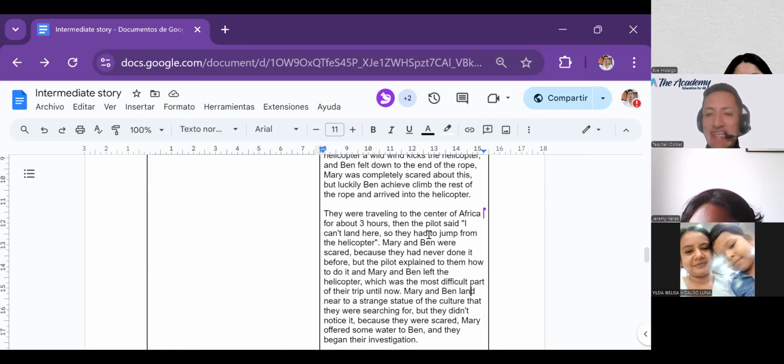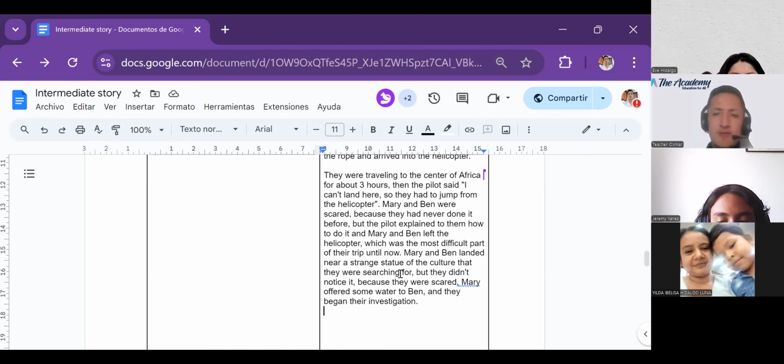Mary and Ben landed near a strange statue of the culture that they were looking for. Okay, if you write searching, there's no need to write for, simply searching. But they didn't notice it because they were scared. Mary offered some water to Ben and they began their investigation, okay? The rest is correct. Congratulations, Jeremy.